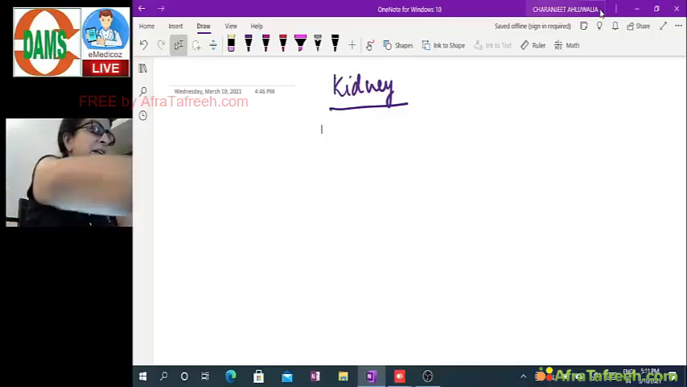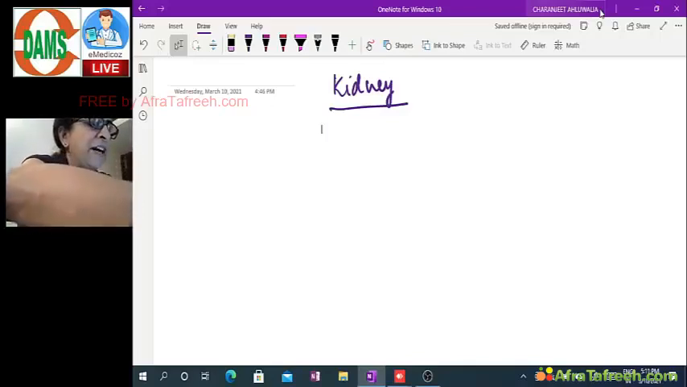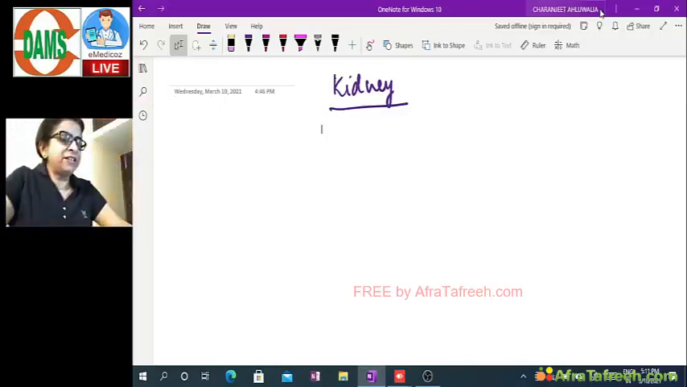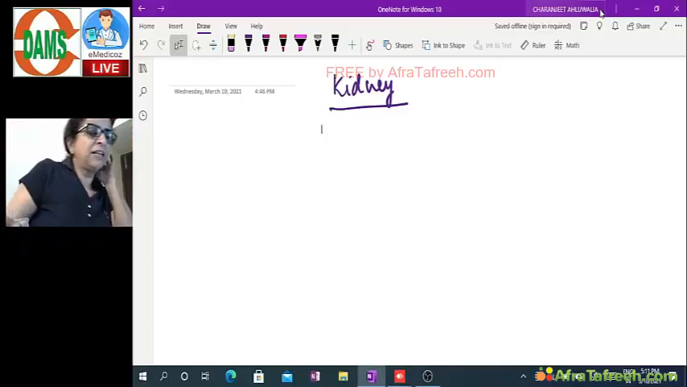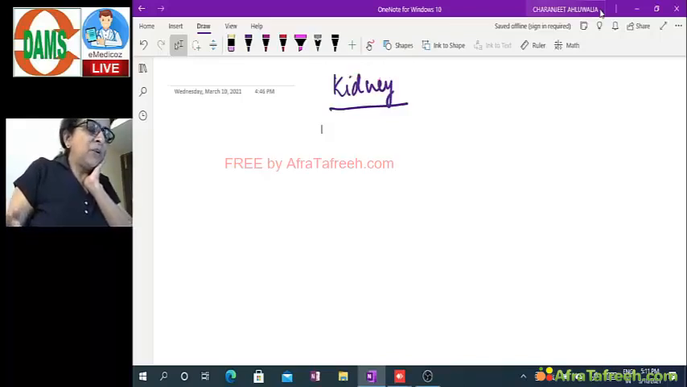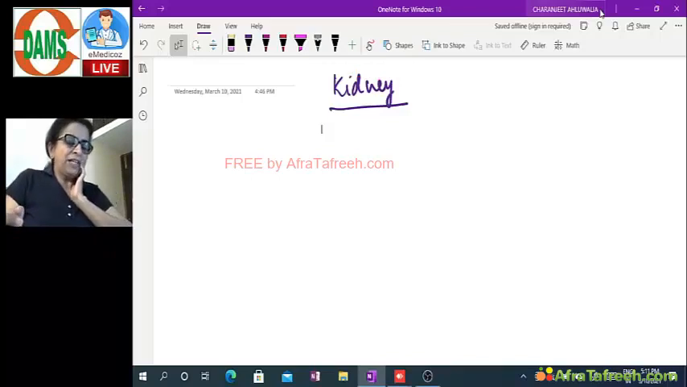Okay, let us start with kidney. Where is Raghavendra? Raghavendra has not come. Rinzan has joined recently. Let us start with the kidney now. Before we start, I hope all the others who were there last time are here. So we'll start with kidney.